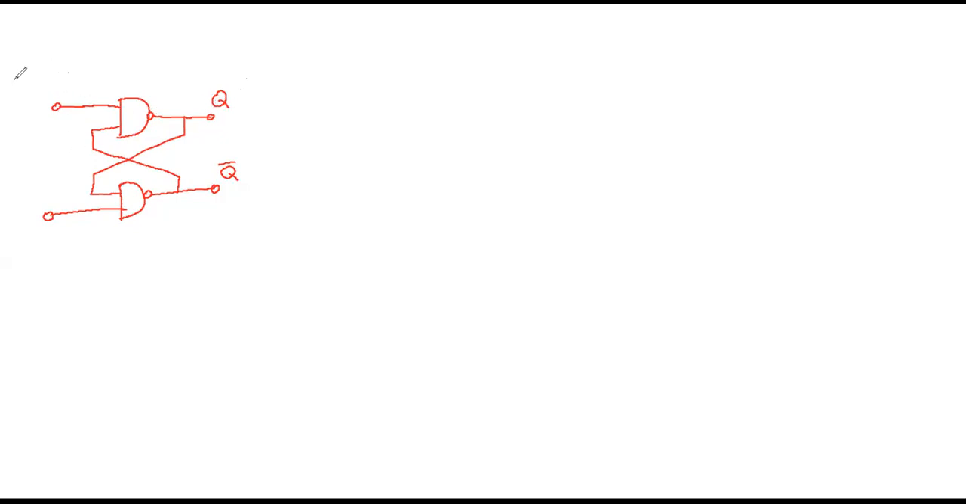And two inputs. Initially, I am assuming these two inputs are A and B. Later, I will change these two. I'm now trying to develop a table for this one. This is a very important circuit. A, B. So my previous assumption, let me assume the previous state as Qn and the next state as Qn plus 1. What is Qn plus 1?